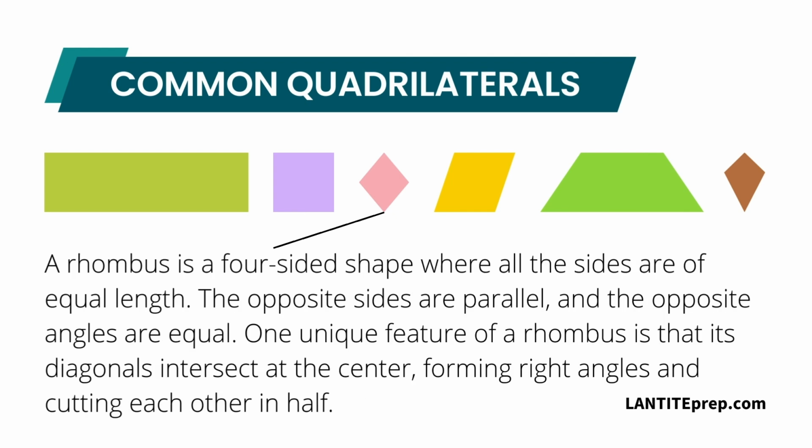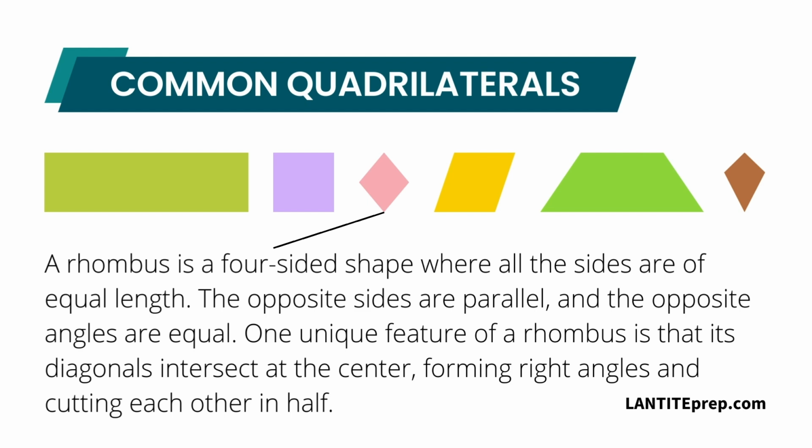A rhombus is a four-sided shape where all the sides are of equal length. The opposite sides are parallel and the opposite angles are equal. One unique feature of a rhombus is that its diagonals intersect at the center, forming right angles and cutting each other in half. A rhombus is also sometimes referred to as a diamond.